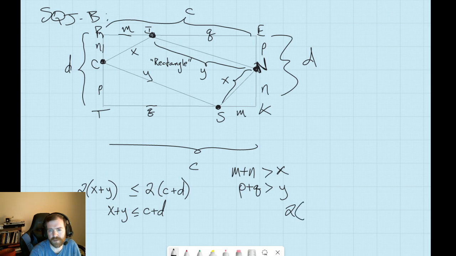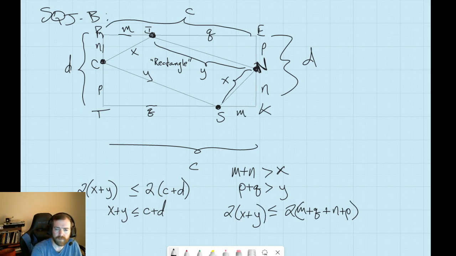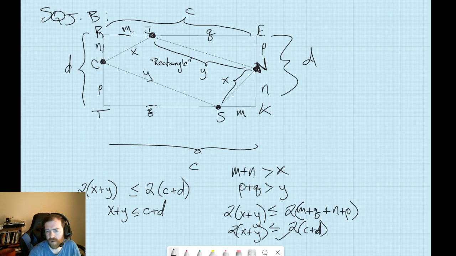So twice m plus q plus n plus p is going to be greater than or equal to 2x plus y. And then this is going to be 2c plus d. Woo!